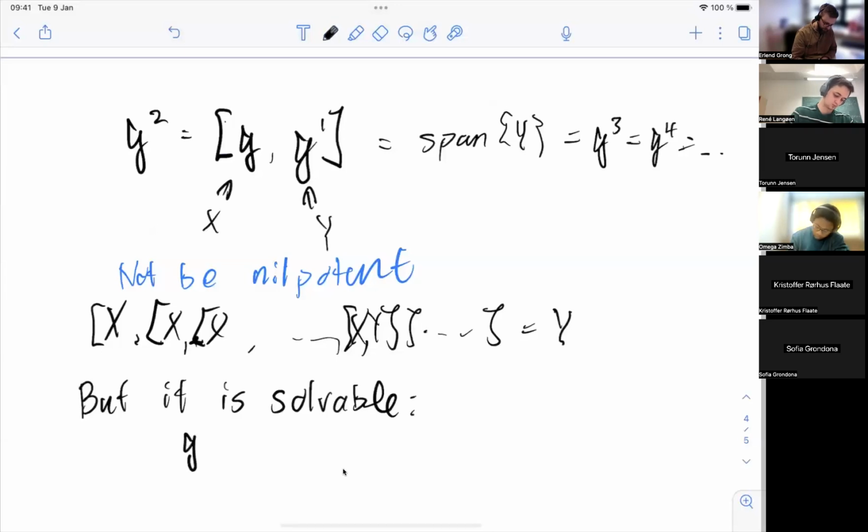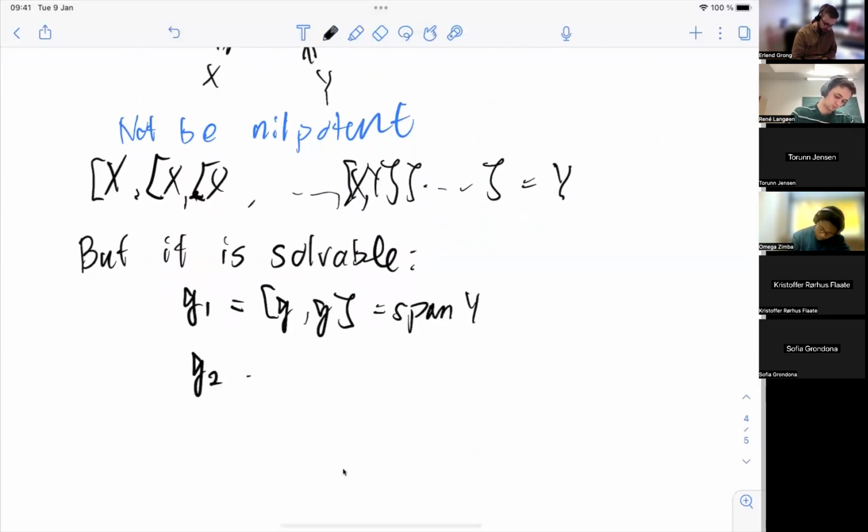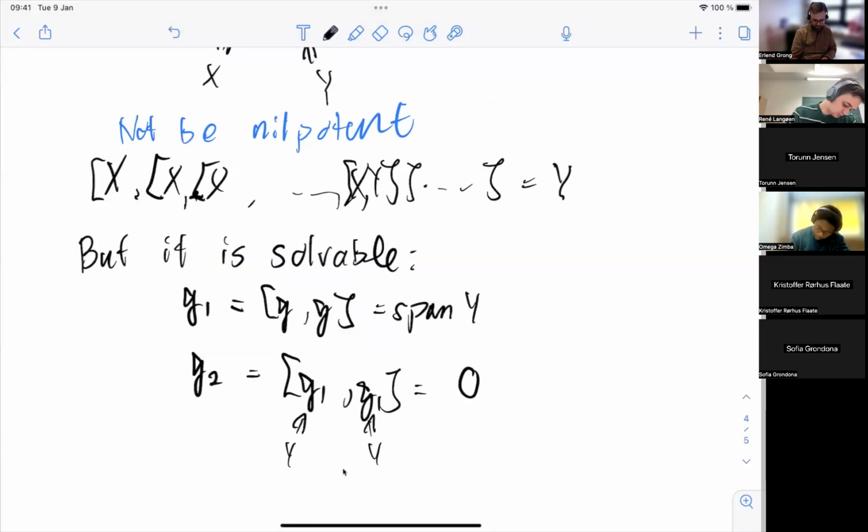because if I take the lower central series, then G1 is again G bracket G, which is a span of Y. And then G2 is then G1 bracket with G1. So this is just a one-dimensional thing bracketed with itself, and this is skew symmetric, so this is 0. So we have that. This is solvable.